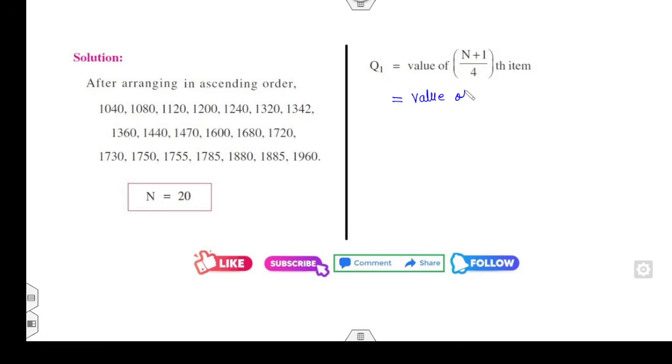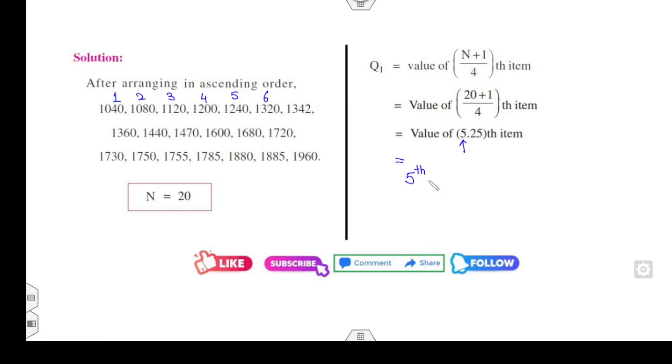So what is the value of n? n is 20. So 20 plus 1 is 21, divided by 4, that will give you the 5.25th item. So can you find the value of the 5.25th item? Clearly it's 1, 2, 3, 4, 5 and 6. The 5.25th item is not present. And whenever the item is not present, you can start from the first value, that is the fifth item. What remains is 0.25. Fine. What is the next value after the fifth?